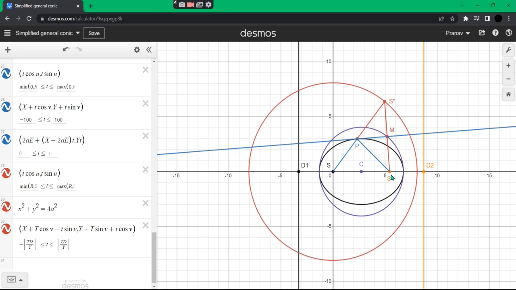The foot of the perpendicular from any focus onto the tangent actually lies on the auxiliary circle for an ellipse. Using all of these properties combined, you can finally see that this configuration is what you will get. From this, it's pretty easy to see that SP plus S dash P is in fact the same length as SP plus PS double dash, which is just 2a. That's why the sum of lengths equal to 2a property works.